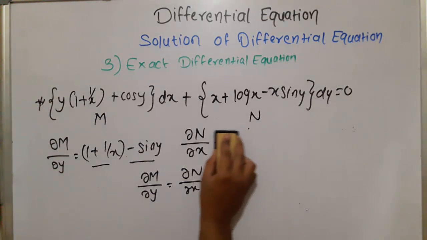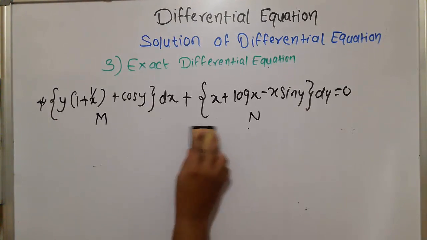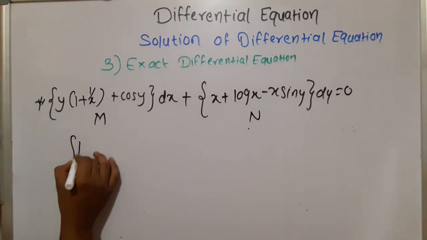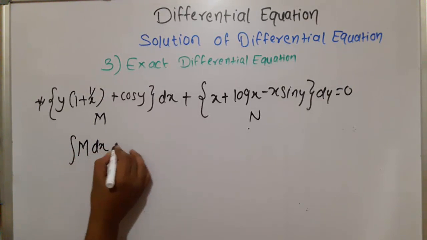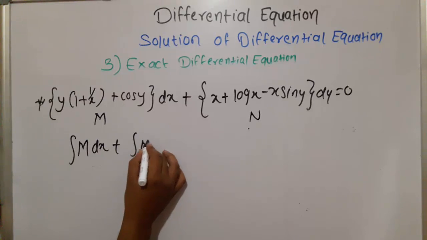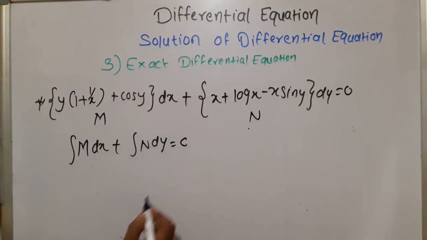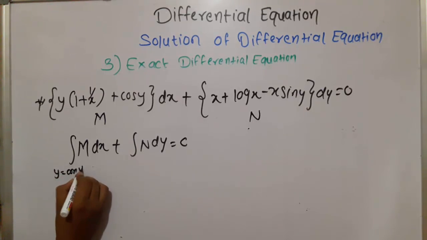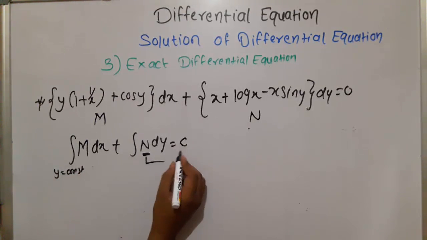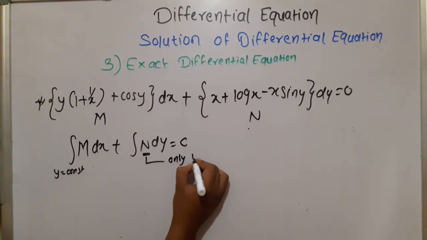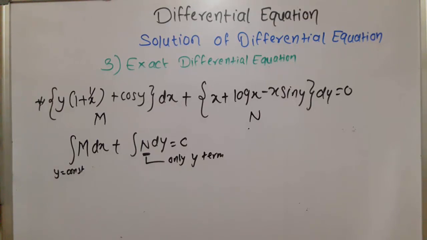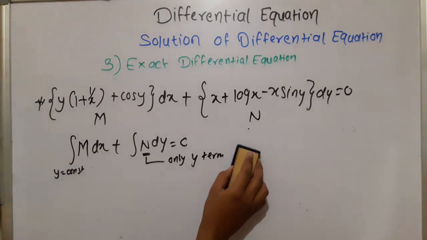Now the next step is to find the solution of this equation. Our formula is the integration of M dx plus the integration of N dy equal to c, but we take y as constant here, and while taking the N term we take only the y terms. It means the terms containing x, we neglect.